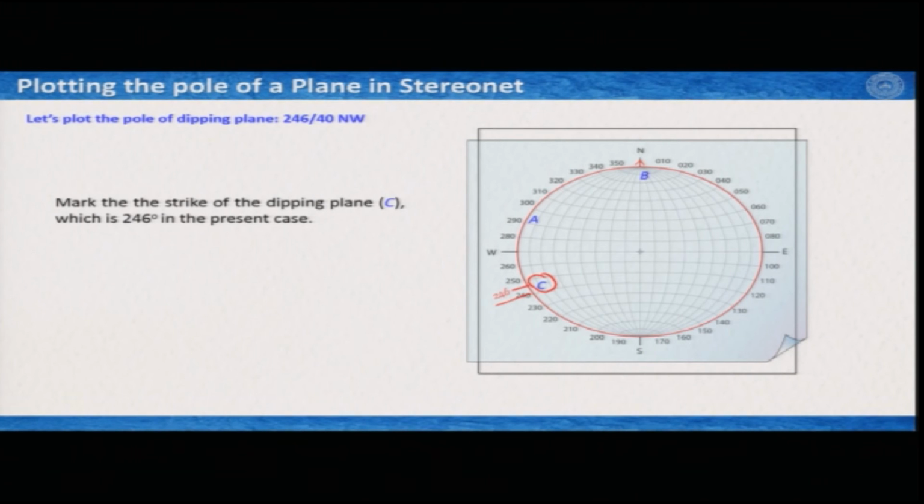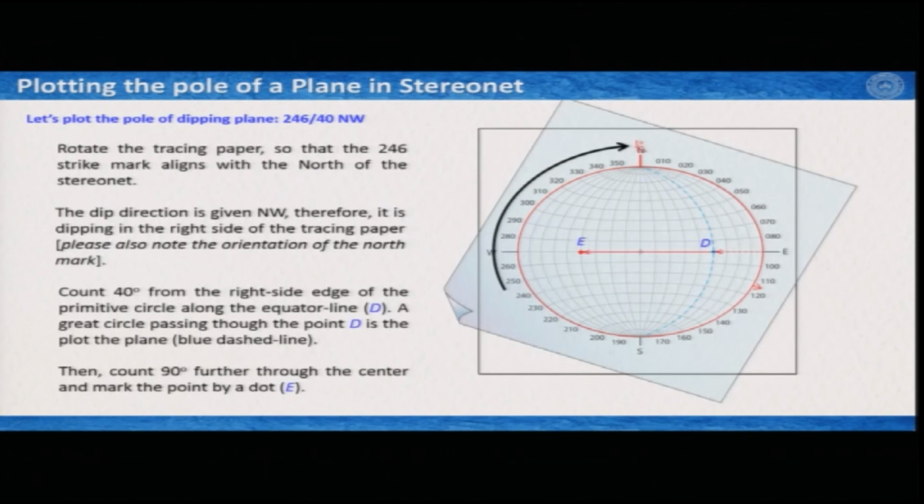Now, we will follow a very similar process. This 246 degree mark, we will rotate it in such a way that it aligns with the north of the stereo net. Once it is done, we will follow the same practice. This is the north. So, this must be the south, this must be west, and this must be east. This is based on the orientation of the tracing paper, because north is always marked.